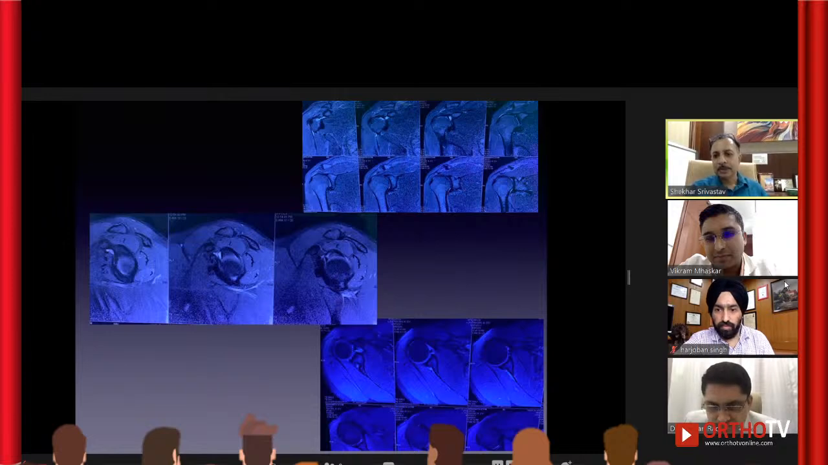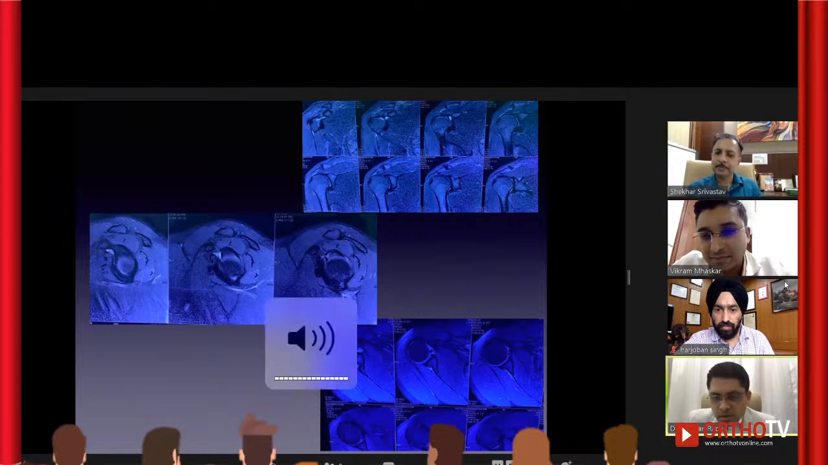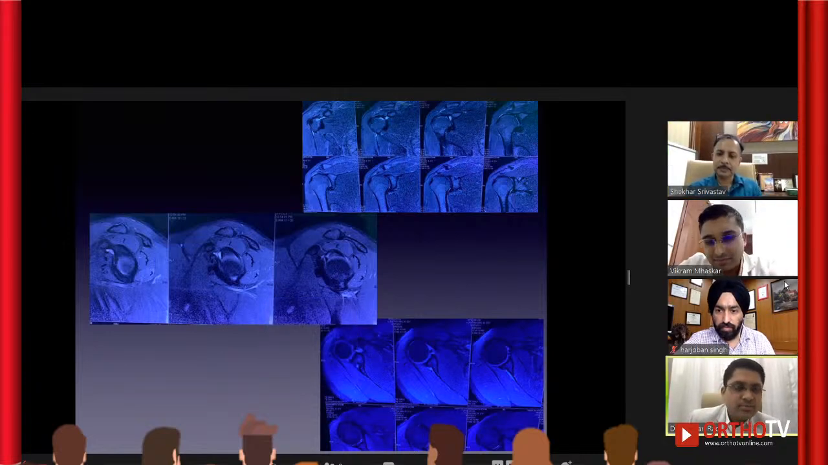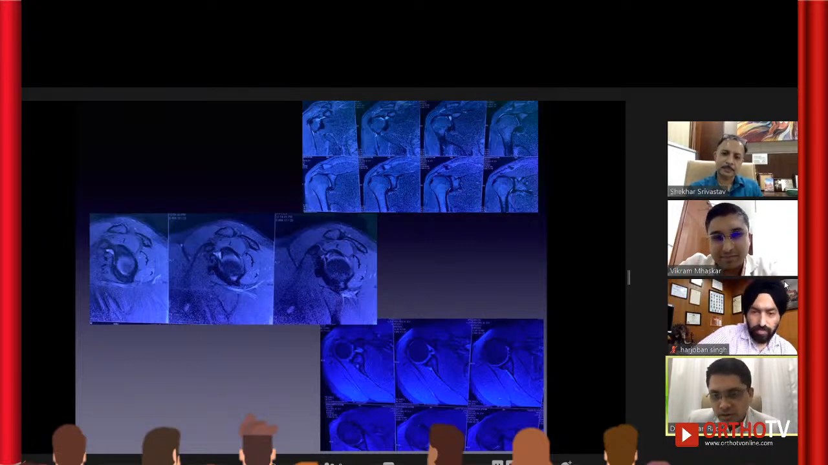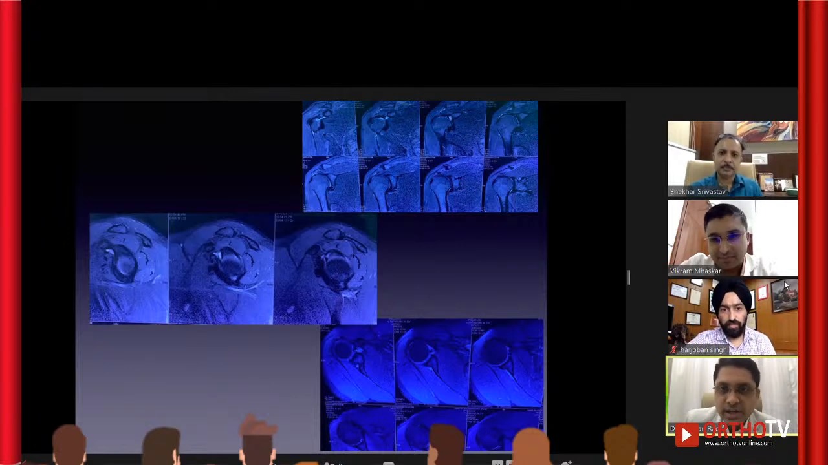Let's start with Dr. Nandan. Sir, as I'm seeing this MRI, if I'm not wrong, we have a SLAP tear which is extending more anteriorly. So a SLAP tear which is extending more anteriorly. That is what I'm able to make out from these limited pictures.